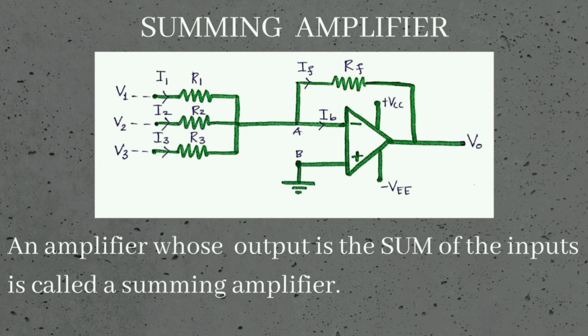The current flowing through the op amp will be 0, as we already know that the input impedance of the op amp is infinite and your open loop gain is infinity. So your current flowing through the op amp will be 0.